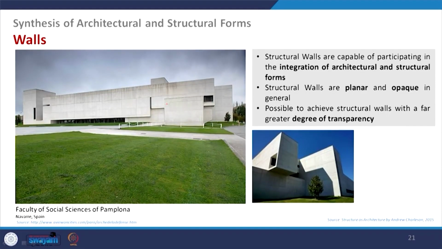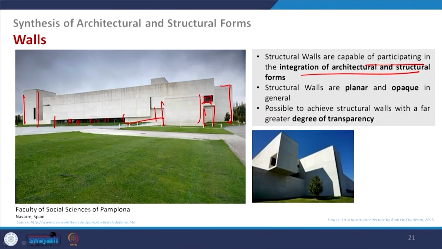Now, this is the last category, that is wall, where the walls or structural walls are capable of participating in the integration of architectural and structural form. Basically, you see it is mainly a series of walls. That is very predominant here, though in some part we have some stilted columns, but overall it is giving you that particular sense.